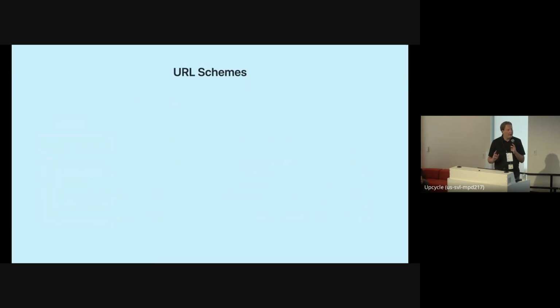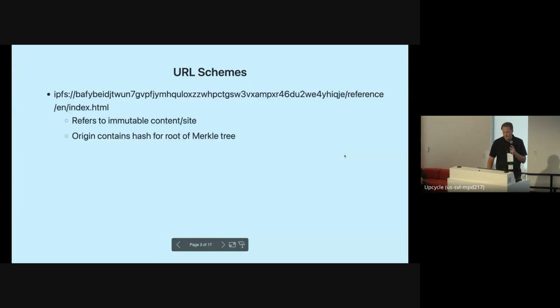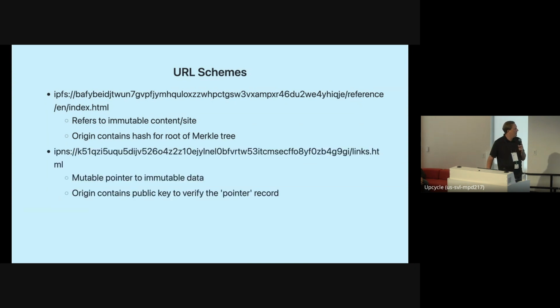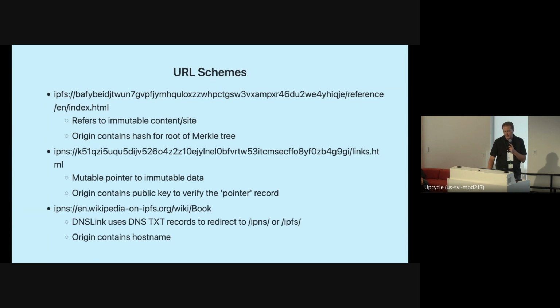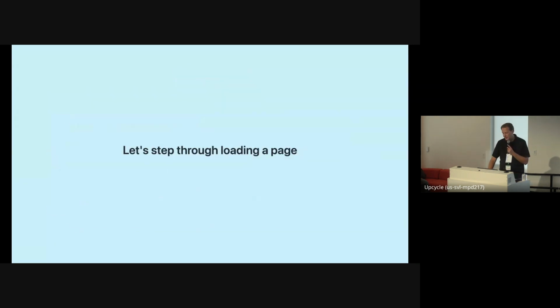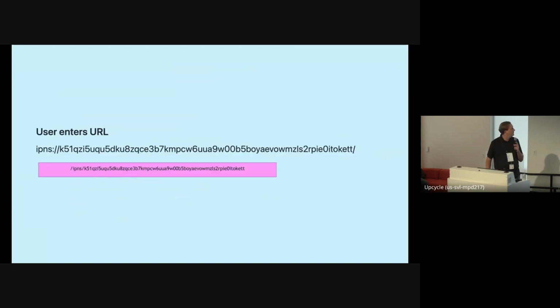There are 3 URL schemes we need to be concerned with here. The actual IPFS URL is immutable content that you verify with a hash that's embedded in that big ID right there. An IPNS URL is a mutable pointer to the immutable content, and it's verified through key signing. And then there's this convenience layer of DNSLink that uses text records. Let's just try to get a feel for it here.